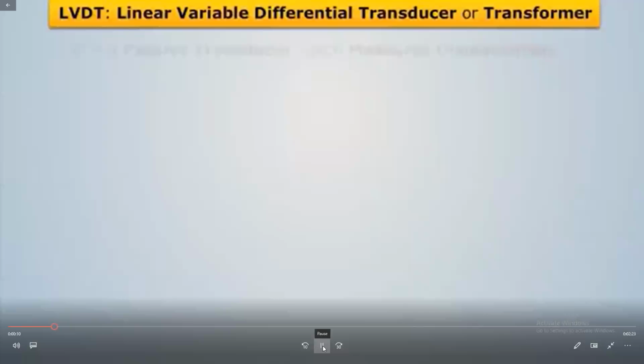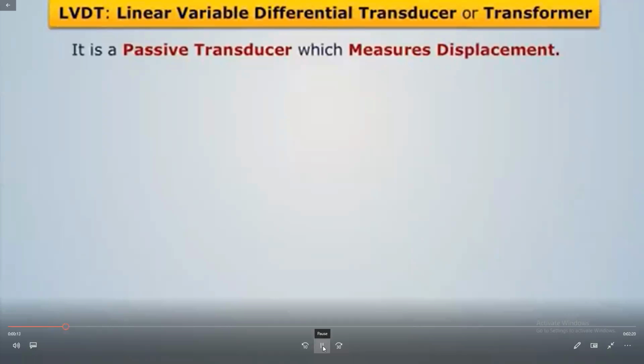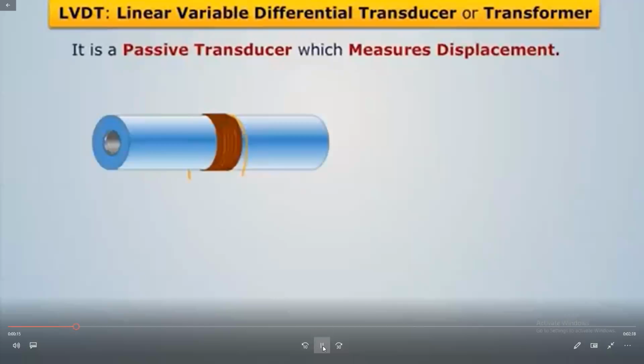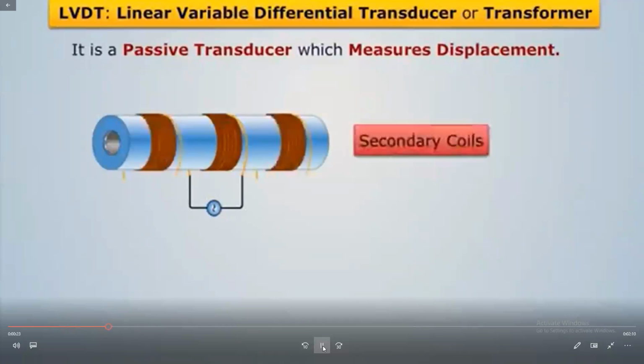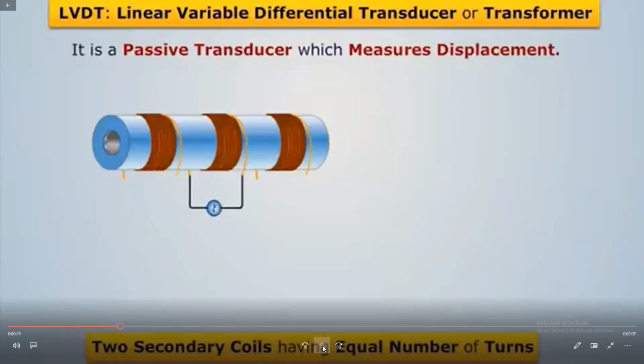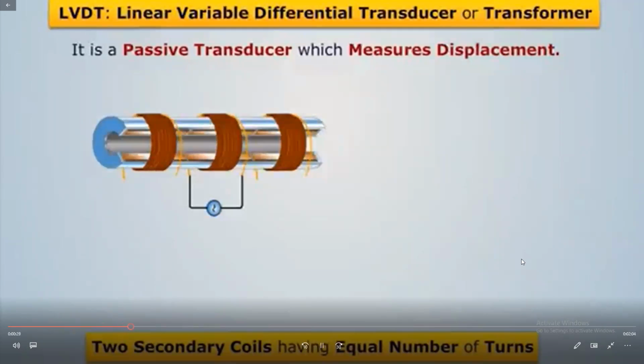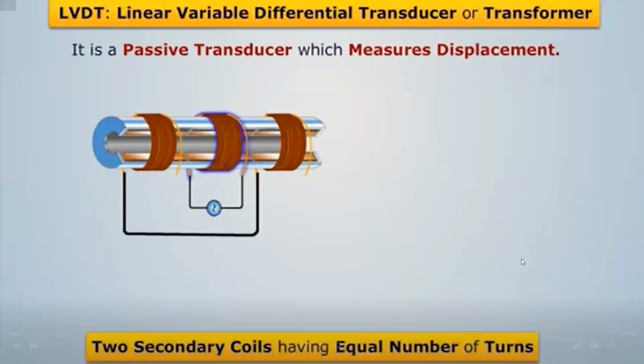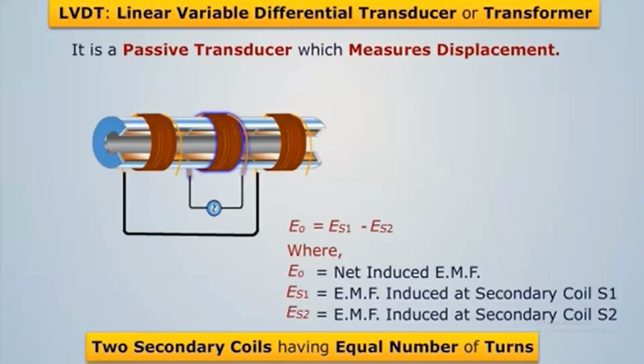LVDT is also known as linear variable differential transducer or transformer. It is a passive transducer which measures displacement. It consists of a primary coil wounded on a hollow cylindrical rod and is connected to the AC source. It also consists of two secondary coils having equal number of turns and is wounded on a hollow cylinder at equal distance on either side of the primary coil. The two secondary coils are connected with each other in series opposition, so that the net induced EMF of the two secondary coils becomes zero. We see that a movable soft iron core is placed inside a hollow cylinder.